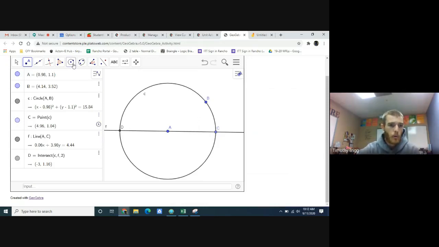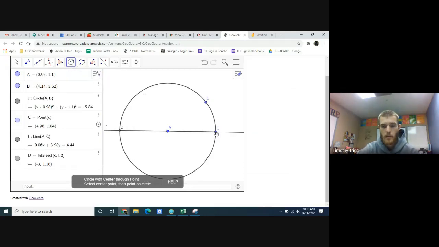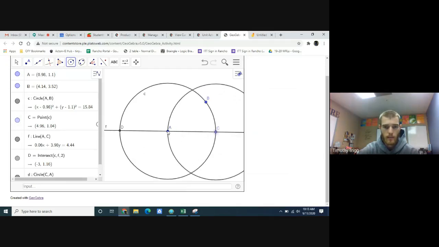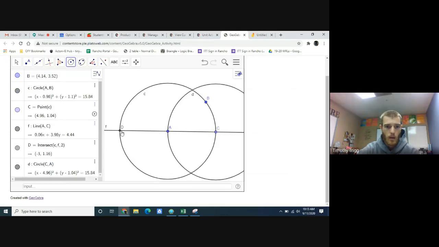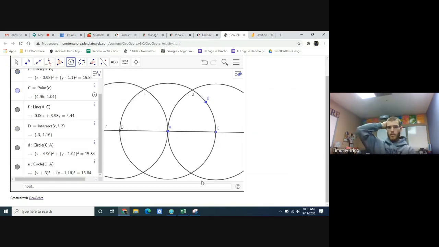Now from there, we're going to actually create two more circles. So go back to the circle tool, click on that. First circle tool, circle with center through point. We're going to make another circle with center at point C, and then make it as big as that. Then we're going to create another circle, same idea, with center at point D, going to A. So we should have three circles kind of overlapping each other a little bit. And it should look something like this.